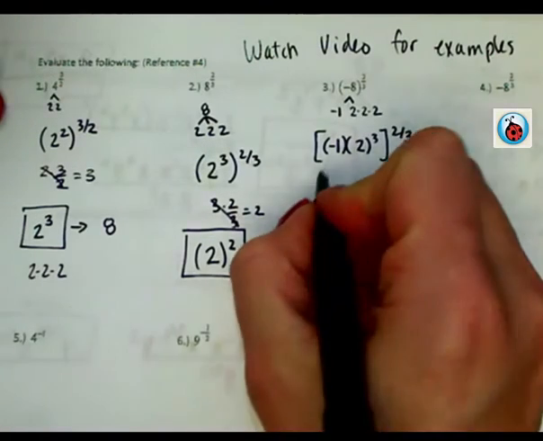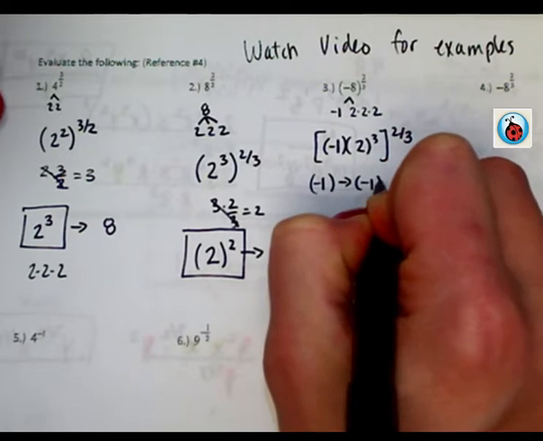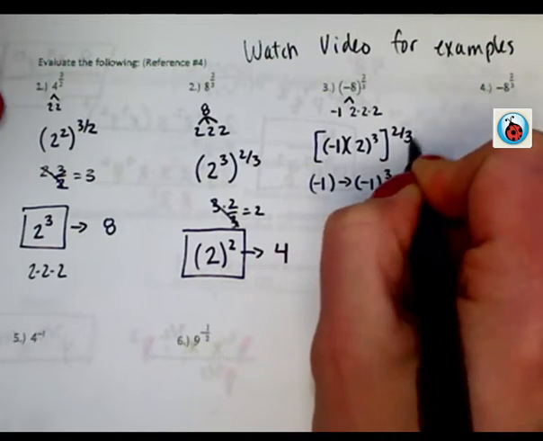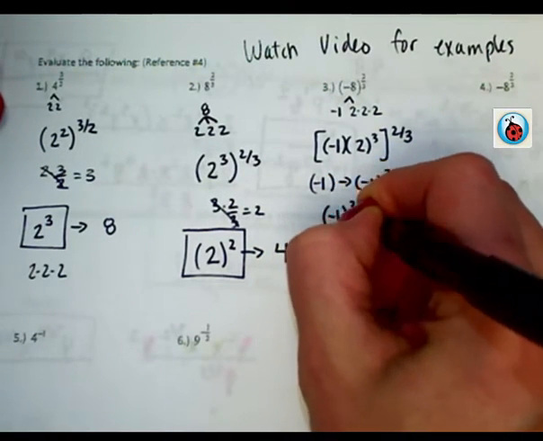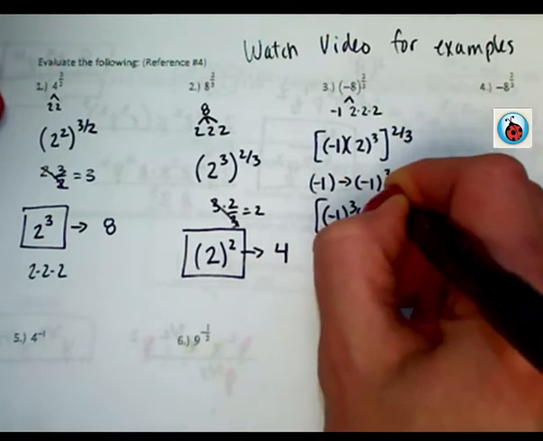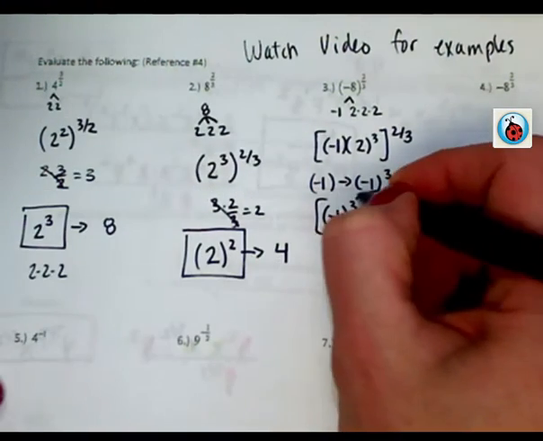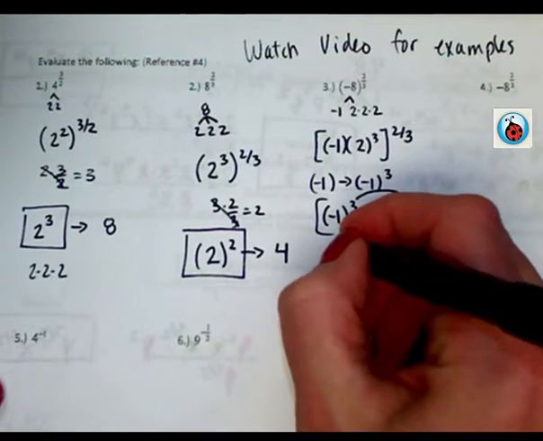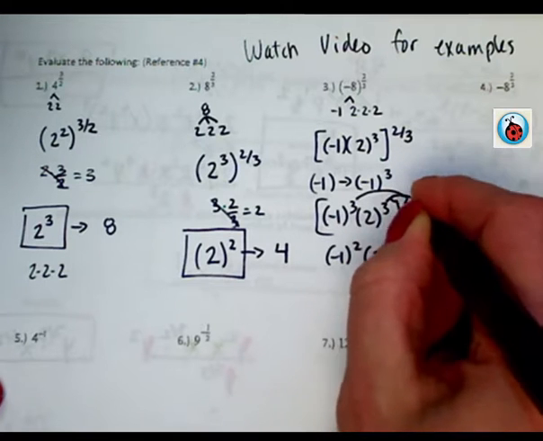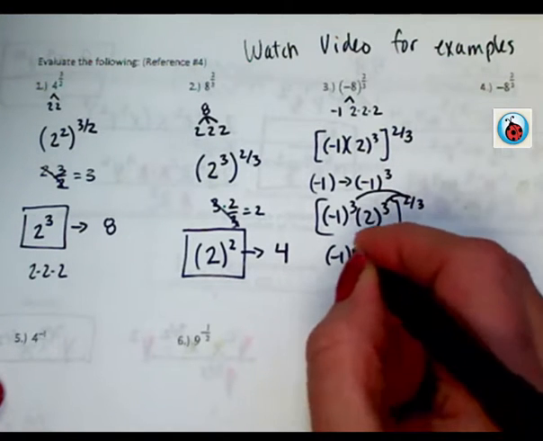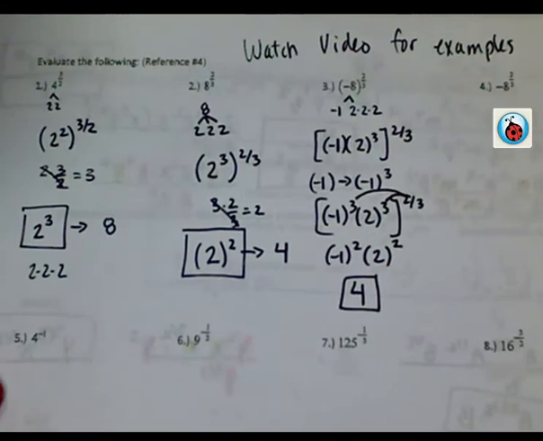All right, keep in mind from the video that -1 is the same as (-1) cubed. So I'm going to pick the power that matches this denominator here. Okay, (-1) cubed, 2 cubed. Then I'm going to distribute my exponent. Okay, so (-1) squared, 3 times 2/3. So when -1 times -1 is positive, 4.